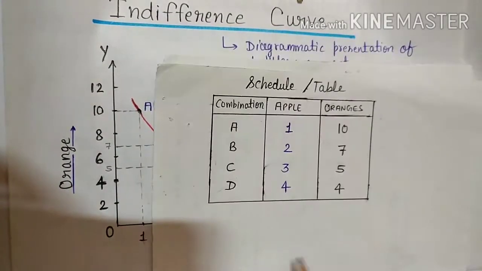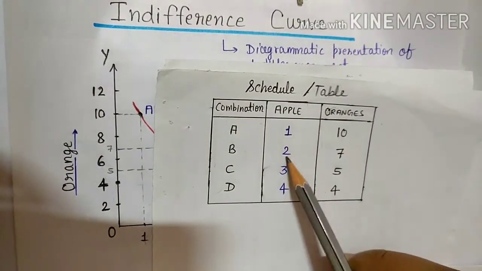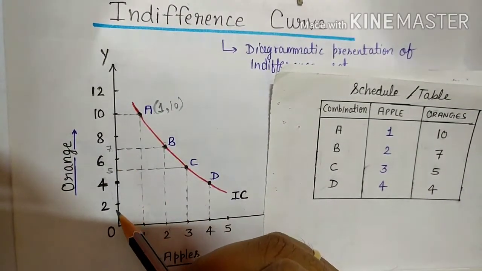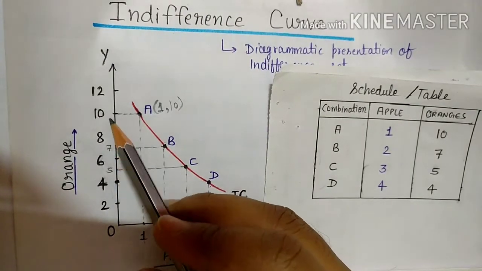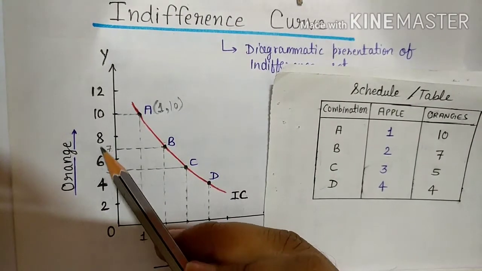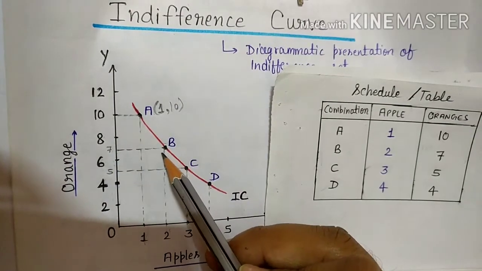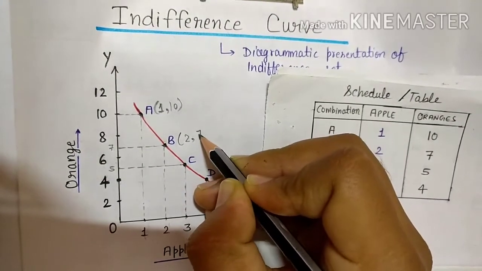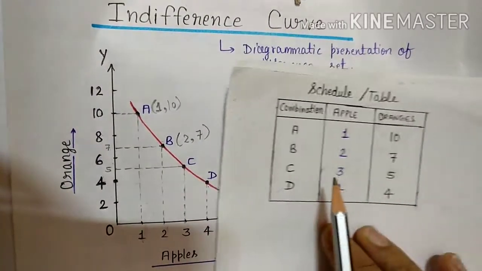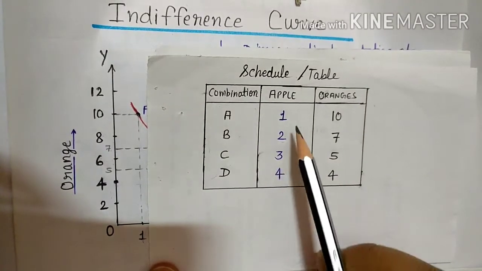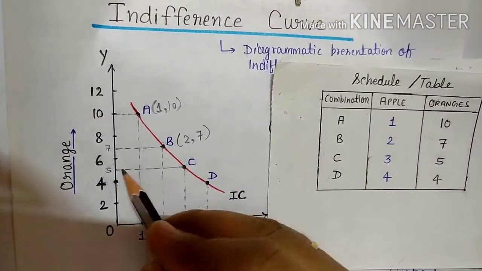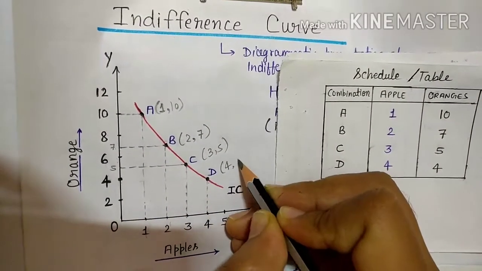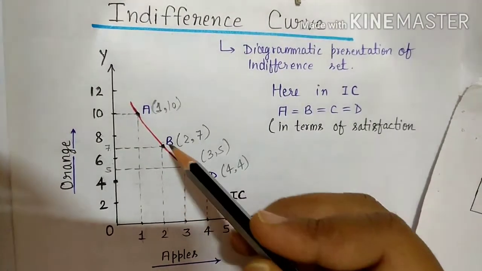Then we get the second combination, B, at 2 apples and 7 oranges. See here we have taken a gap of 2: 4, 6, 8, 10, 12. So 7 comes between 6 and 8, and 7 is this one. So we get combination B, 2 apples and 7 oranges. Then the third combination is C, 3 apples and 5 oranges, 3 comma 5. And at last D, which is 4 comma 4. So we got all our combinations A, B, C and D.